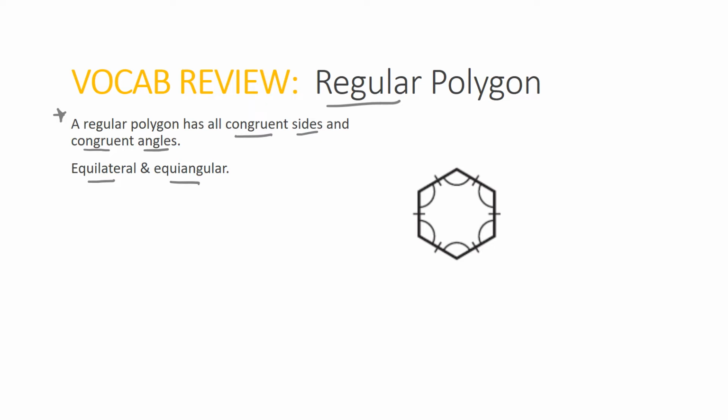Also, if we were talking about the word polygon, poly is a word for many. So it just means many, and gon is what we use for shape. So a many-sided shape is what we would refer to as a polygon. Now this is just a couple of review words that we need to make sure we know for today's lesson. So again, remembering regular means congruent sides and congruent angles, and polygon is a many-sided shape.